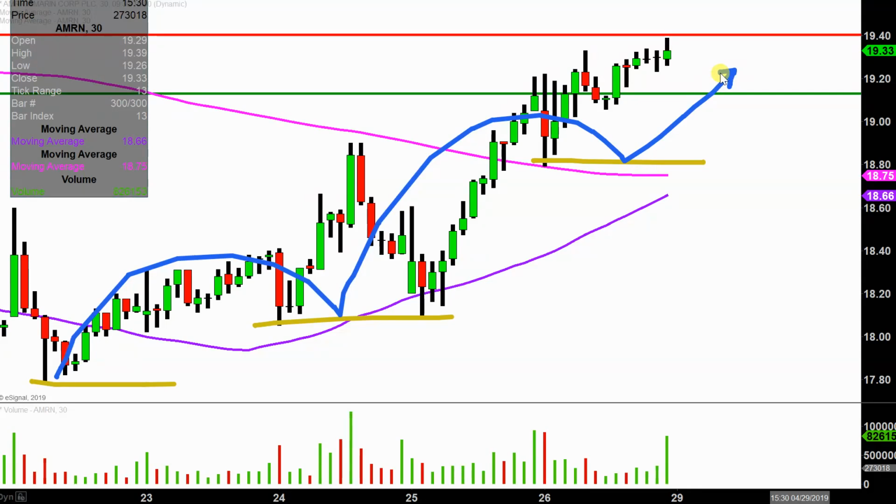So focus on healthy consolidations and chipping away with higher bases, and sit back and let the trend continue to do its thing.